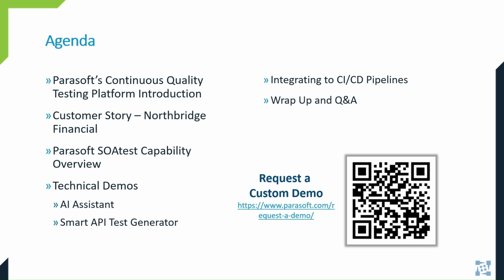So we'll look at the AI assistant, which is leveraging agentic AI to generate API test cases. And then we'll also look at the SOA Test Smart API Test Generator, which uses Parasoft's own proprietary AI framework to convert API traffic recordings and files into full API scenario tests. We'll then start to discuss how SOA Test integrates into CI and CD pipelines, as well as how it leverages AI to optimize test executions. Then we'll do a quick wrap up and get to our live Q&A part of the presentation.